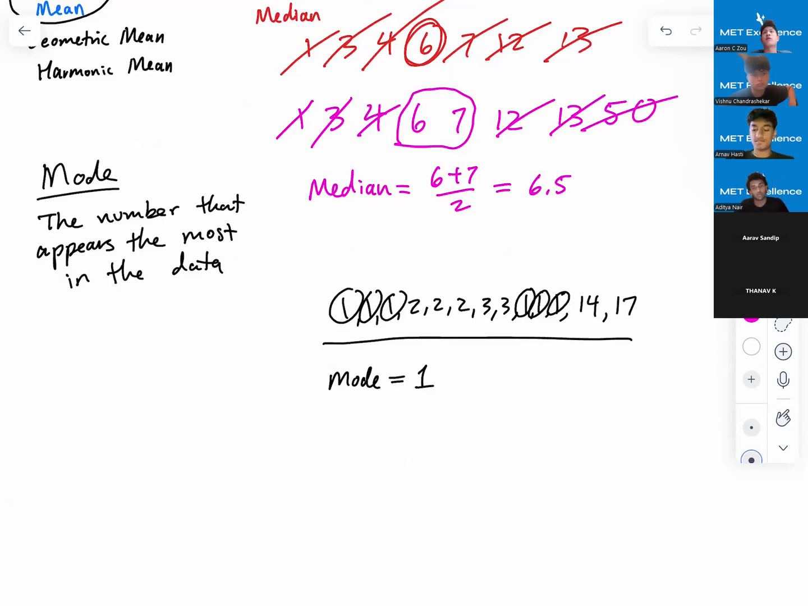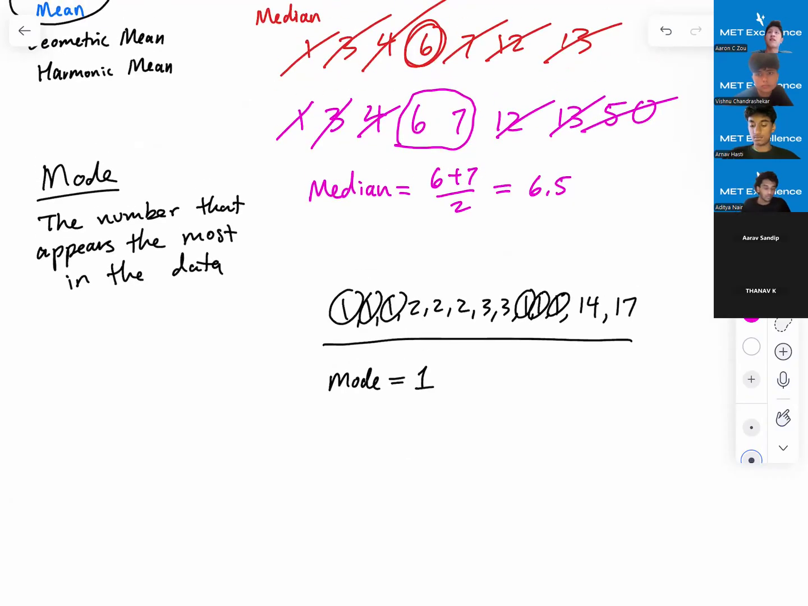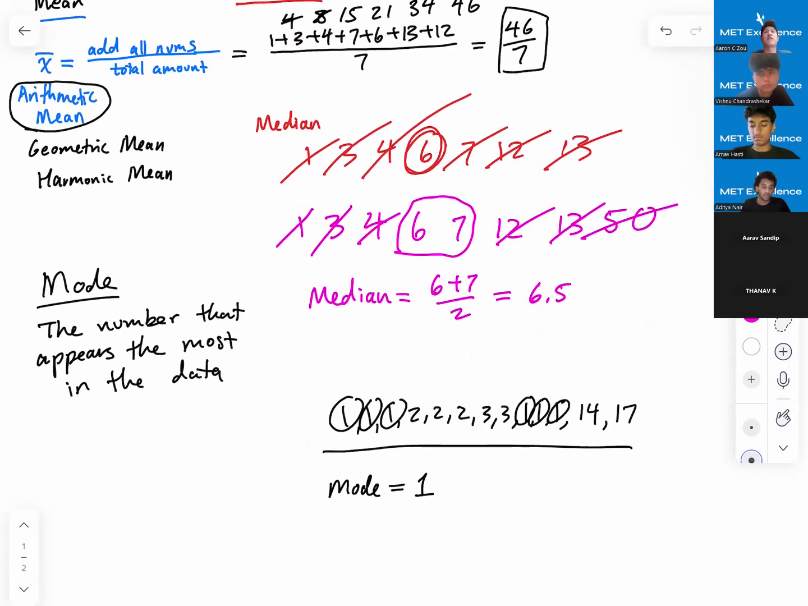If there isn't a mode, is the mode 0? No. If there isn't a mode, the answer is there's no mode. Because we cannot say that mode is 0 because 0 could be a number in the data list, right? But that's a great question.